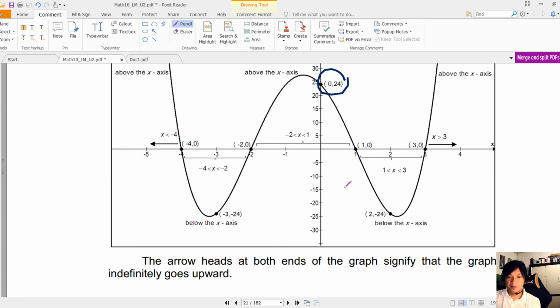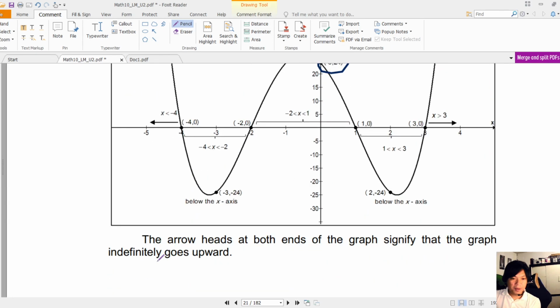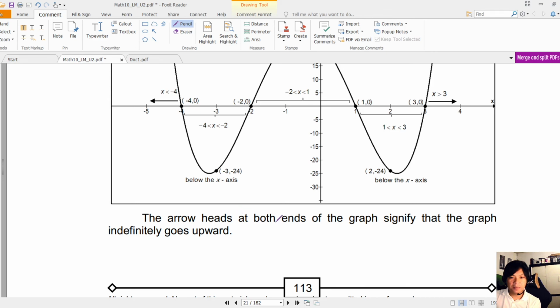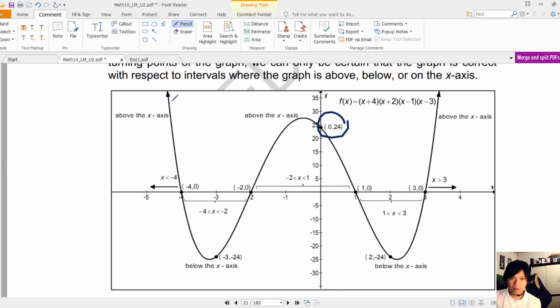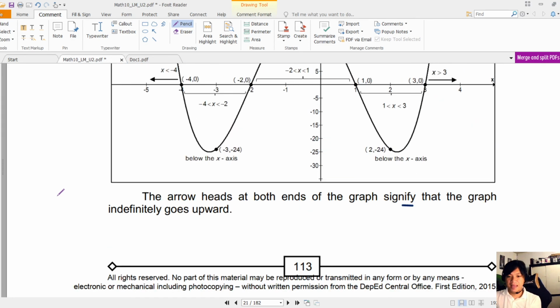So, yan yung possible graph. So, meron pa dito description. The arrowheads at both ends of the graph signify that the graph indefinitely goes upward. So, ibig sabihin nitong arrow, yung graph natin, indefinite papunta sa taas. Okay, so, yan lang yung madidiscuss muna natin for this video because sa panibagong video natin, i-discuss natin mga examples.